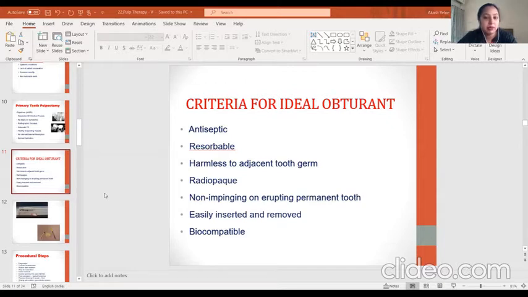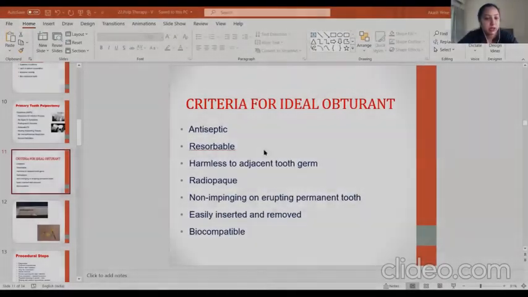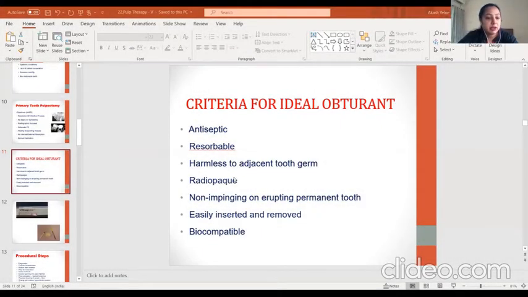It should be biocompatible. Biocompatible meaning it should not give any changes in the periapical area when it is inserted into the root canal. It should be easily accepted by the body.